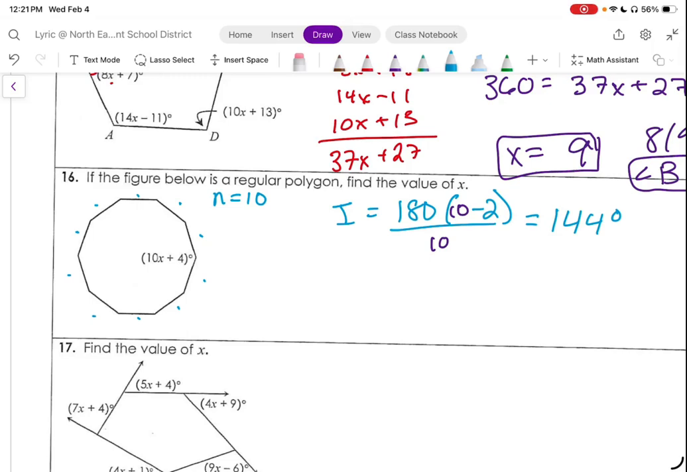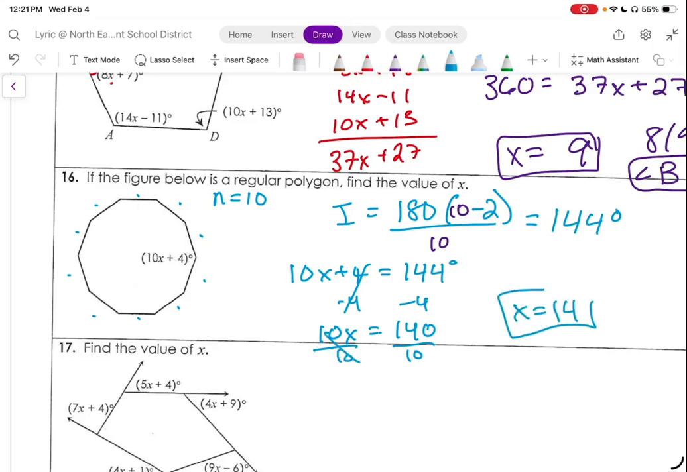So we know that that angle, 10x plus 4, is 144 degrees. We solve for x by subtracting the 4 and then dividing by 10. Oh, sorry, not 4, 10. And we find that x equals 14.